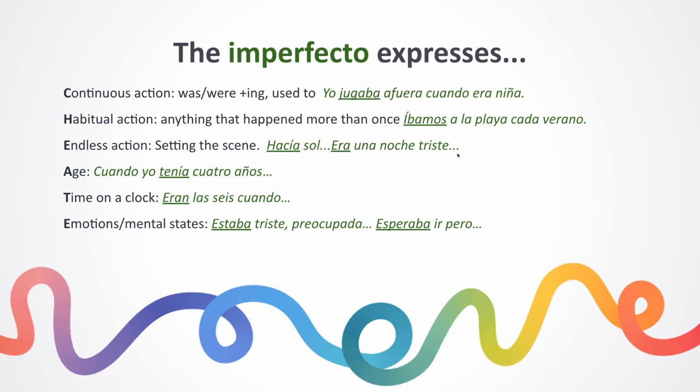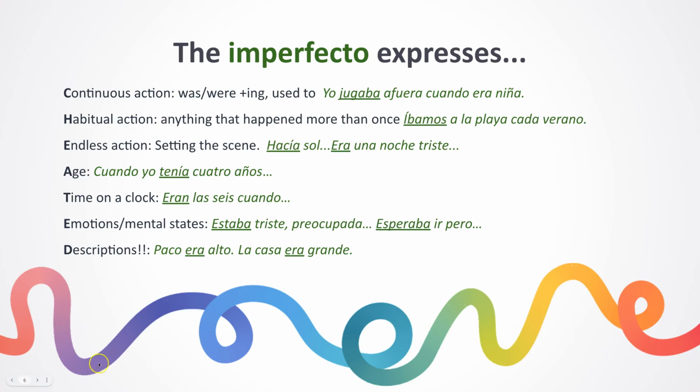Emotions and mental states. This is a big part of imperfect. Emotions and mental states are not specific completed actions like pretérito. They're more ongoing. Estaba triste. I was sad, worried. Esperaba ir. I was hoping to go, but remember that emotional and mental states take imperfecto. And then the last piece of this acronym, descriptions. Descriptions in the past should be imperfecto. Paco era alto. Paco was tall. La casa era grande. The house was big. Those things are things that are ongoing.